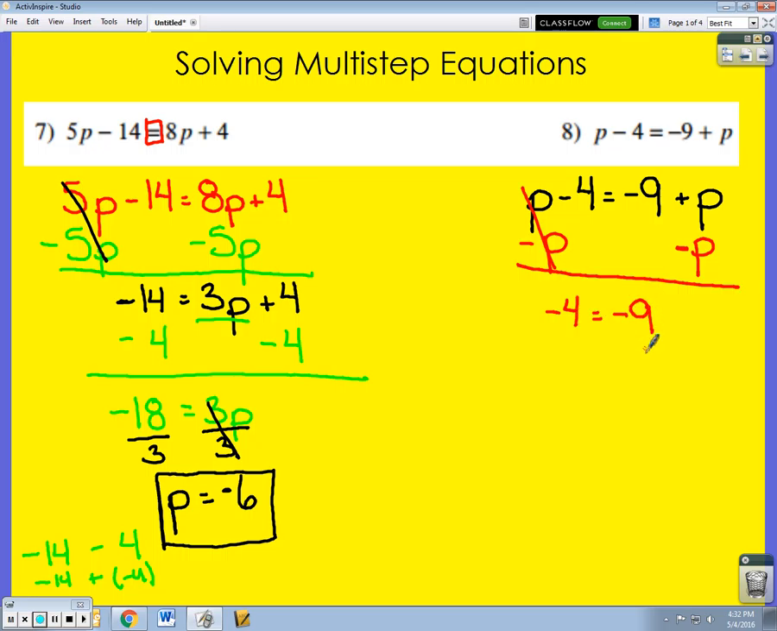Well, there's no solution to this because this cannot be solved because I don't have any more variables. They're now gone. So guess what? I'm done. This is no solution. It can't be solved. I am done with this one.